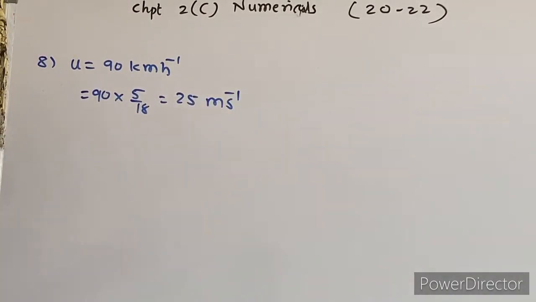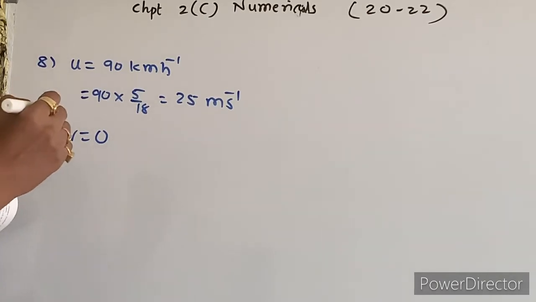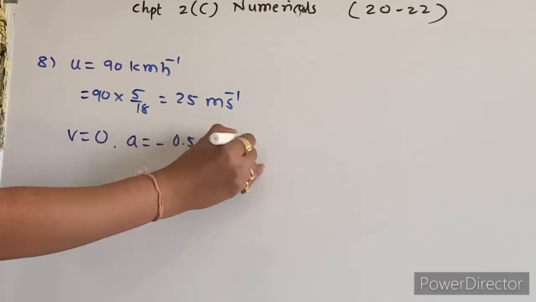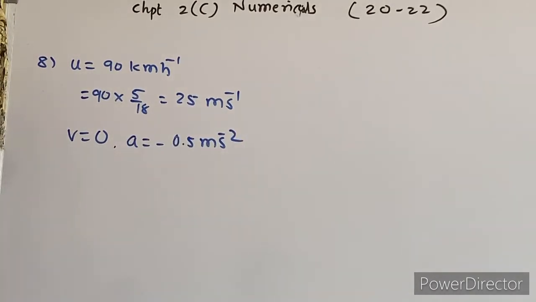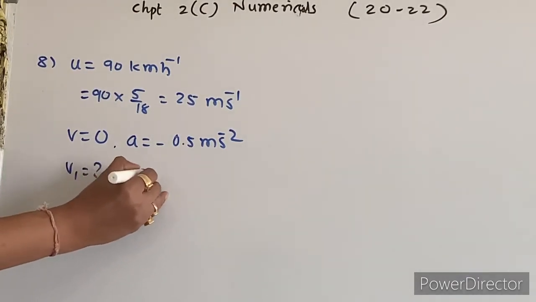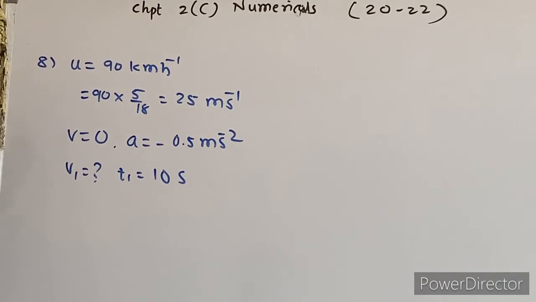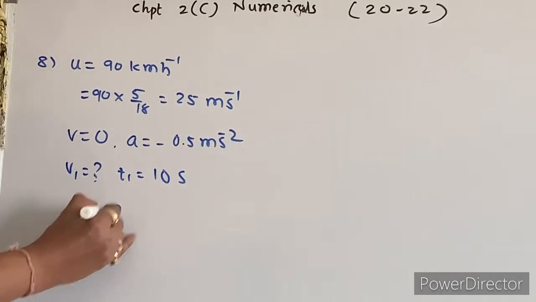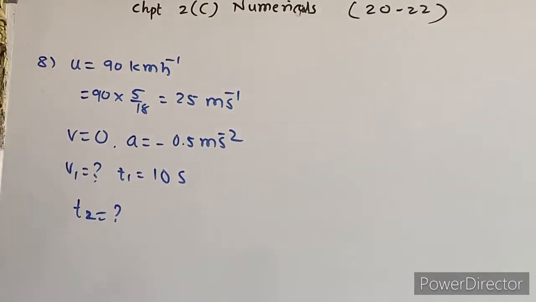This is initial velocity. It is stopped by applying brakes, so V is equal to 0, by producing a retardation. A is given as minus 0.5 meter per second square. Find the velocity after 10 seconds. That is V1 is question mark, T1 is equal to 10 seconds. And what is the time taken by the train to come to rest? The V2 is 0, so T2 is equal to question mark. How much time will it take for the body to come to rest?